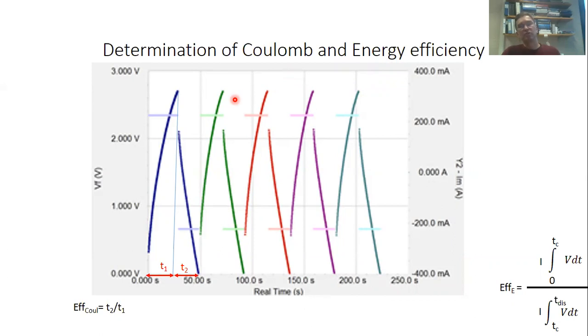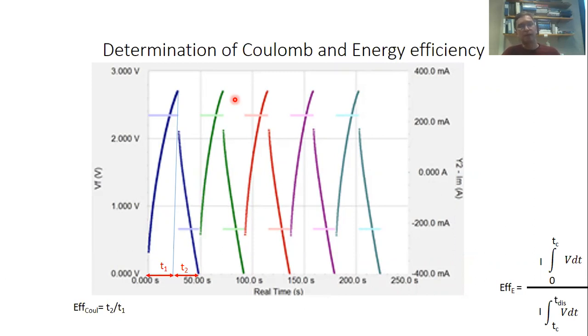By Coulomb efficiency, we mean nothing else but the number of charges which we can pump into the capacitor versus the number of charges that leave the capacitor during discharge. That difference is the number of charges that basically got stuck in the capacitor irreversibly, determining the so-called Coulomb efficiency.